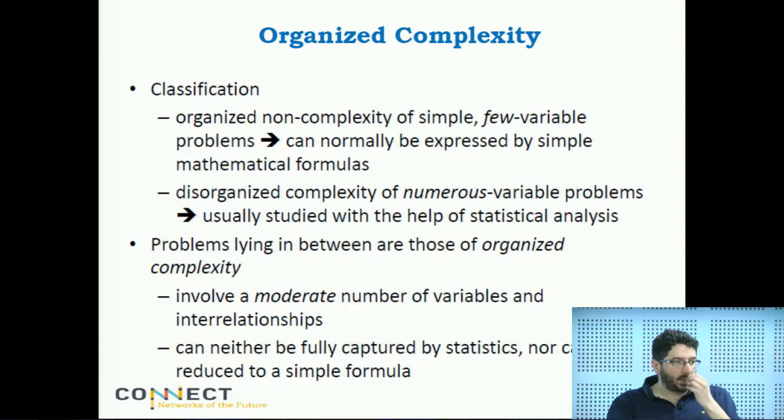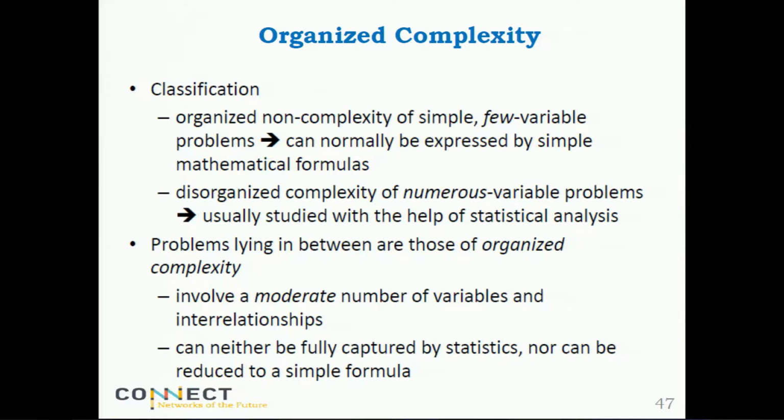So the problems of complex systems are what we call problems of organized complexity. What does it mean? It means that they are in between problems of two kinds. On the one end of the scale, you have what we call problems of organized non-complexity, and they're essentially problems with few variables involved, and they are by all definitions simple, and they can normally be expressed by simple mathematical formulas.